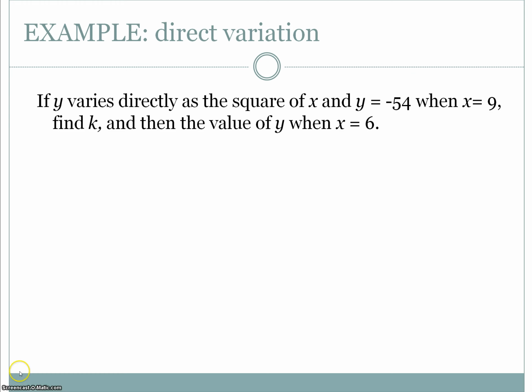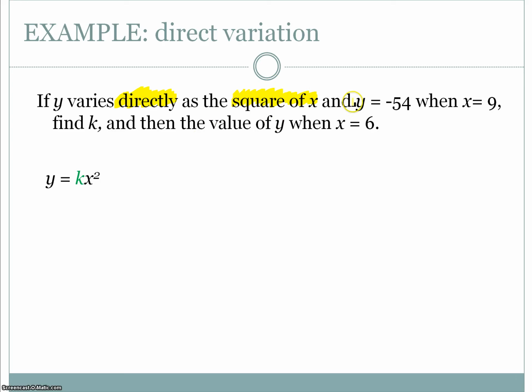So a couple of things to notice in this problem. The first is that in this problem, they're telling you that y varies directly, and they're also telling you it varies directly as the square of x. So when I set up my problem, I need to be familiar with the form of the equation that represents direct variation, and that's y equals k times x to the n. In this case, it's y equals k times x squared.